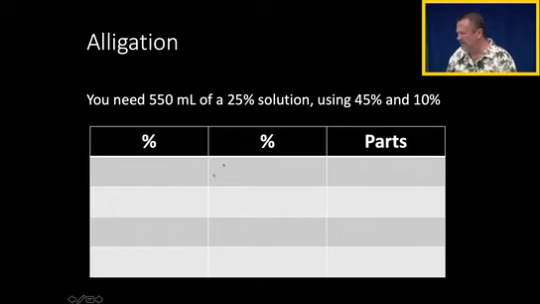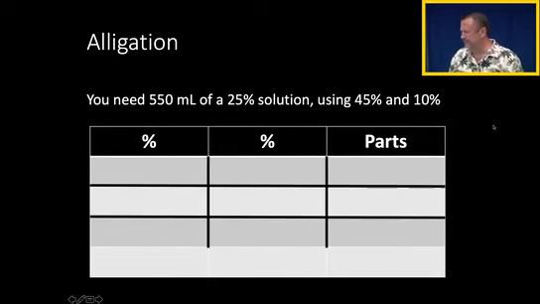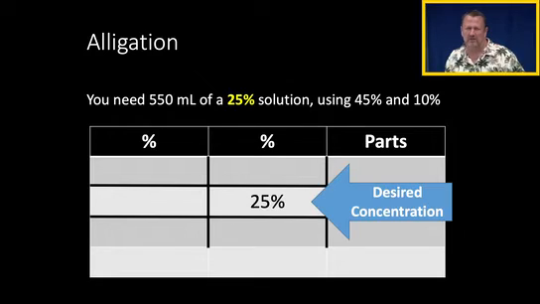And so in the middle here, we're going to have a little tic-tac-toe board. And on the left is a percentage, and in the middle is the percentage, and on the right of our tic-tac-toe board, those are going to be the parts. And then down below the tic-tac-toe board is going to be our final product, all right? So there's our tic-tac-toe board. To do alligations, it's just a simple game of tic-tac-toe, all right?